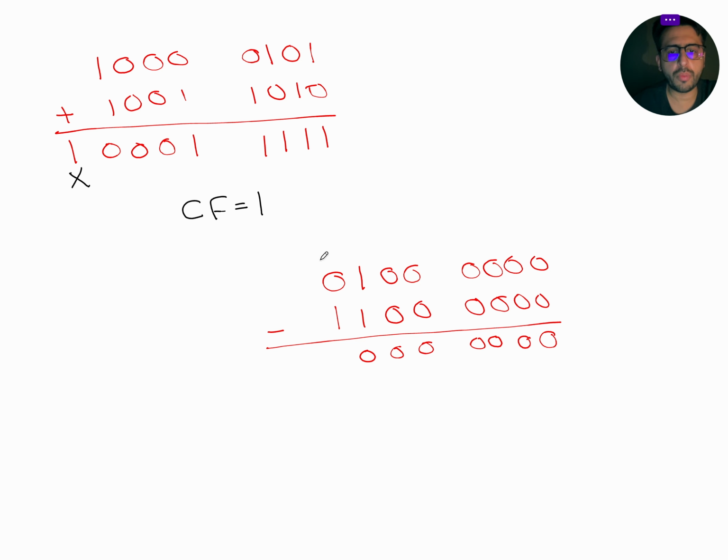So 0 minus 1 is not possible. So this 0 is going to take a borrow from its base, that's 2. For this example, as the data is borrowed from outside of these 8 bits, for this question again the carry flag will be equal to 1.